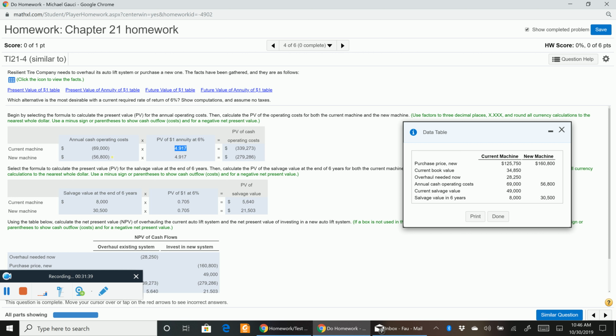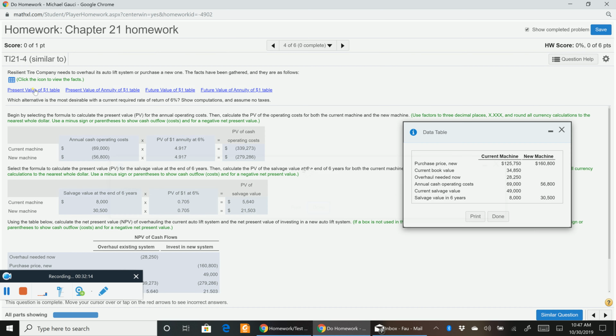So we will multiply the cash operating costs for the new machine, $56,800, and the old machine, $69,000. You can see the present value of the cash outflows are a lot lower if we bought the new machine than the current machine. Next, we have to consider the salvage value at the end of 6 years. Current machine, it was $8,000. And the new machine, if we went that route, it would be $30,500. But those are what it's worth 6 years from now.